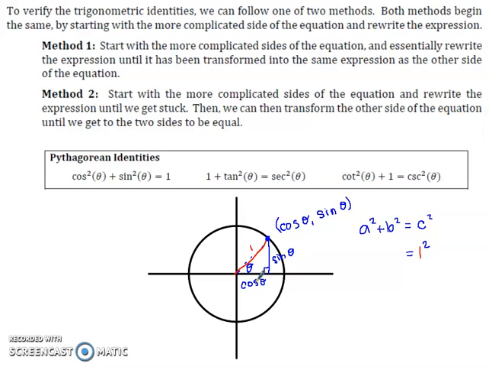A squared would then be one of my legs, and b squared would be the other leg. So I would have cosine theta squared plus my b would be the other leg, which is sine of theta squared, would be equal to that hypotenuse squared. Or simplifying this, I've got cosine squared plus sine squared is equal to 1. So this is one of our fundamental Pythagorean identities. We can then manipulate this first identity to obtain these other two identities that are also considered our Pythagorean identities.